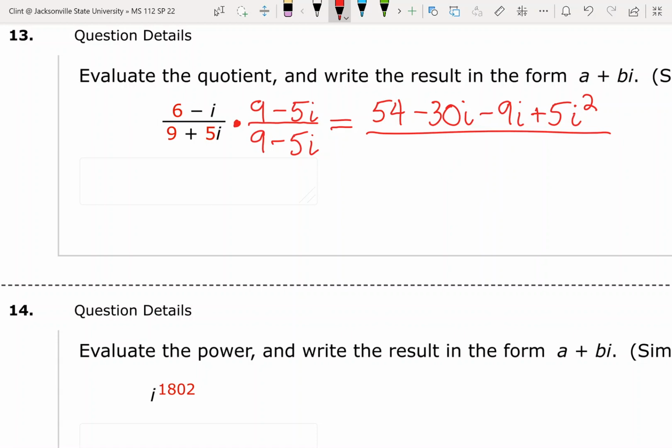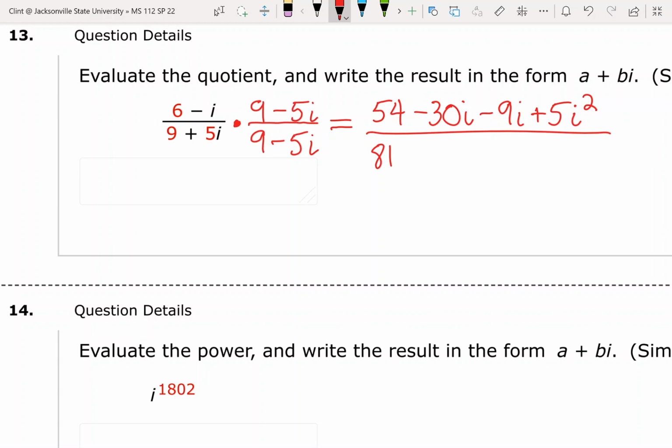Okay. On the bottom, you can do the shortcut for multiplying conjugates, if you want to. If you have a plus bi times a minus bi, you'll get a squared plus b squared. If you forget that, it's no big deal. We can just do FOIL method again.